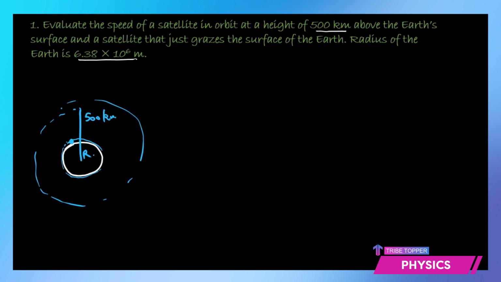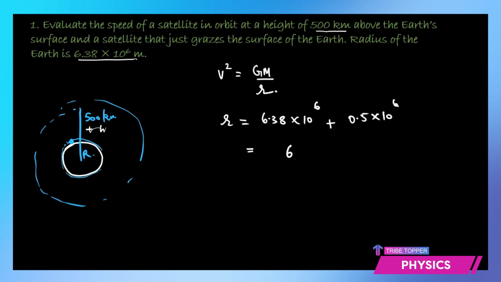For the first one, if you remember the orbital velocity formula, v squared is equal to GM by r. So substituting all the values, the gravitational constant, the mass of the Earth, and the radius r. Radius r here would be the radius of the Earth plus the height of the satellite. So that will be 6.38 times 10 to the power 6 plus 0.5 times 10 to the power 6. Adding this, we get a total distance of 6.88 times 10 to the power 6.